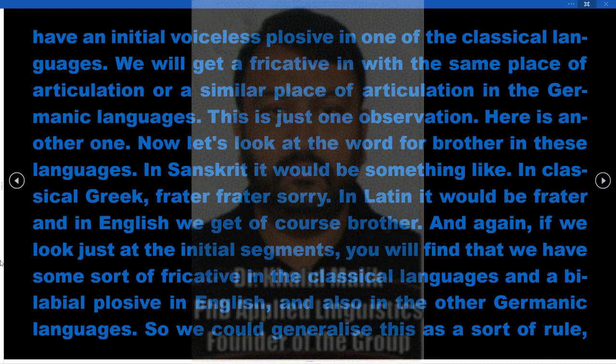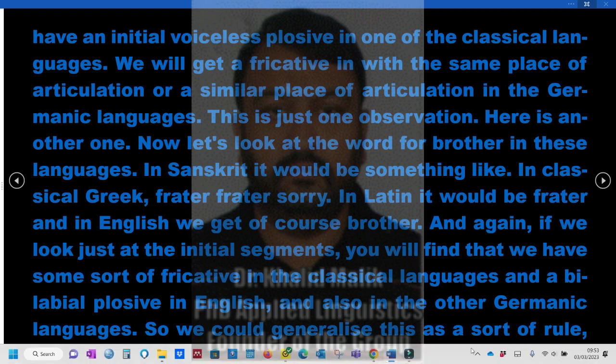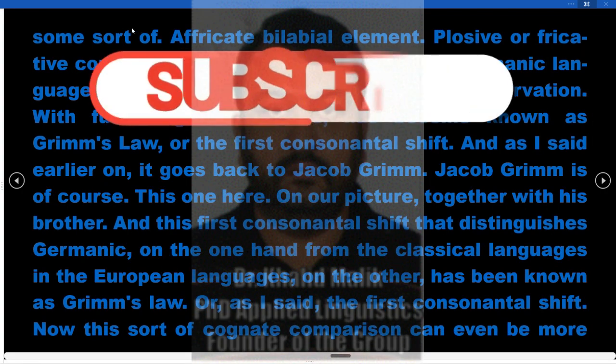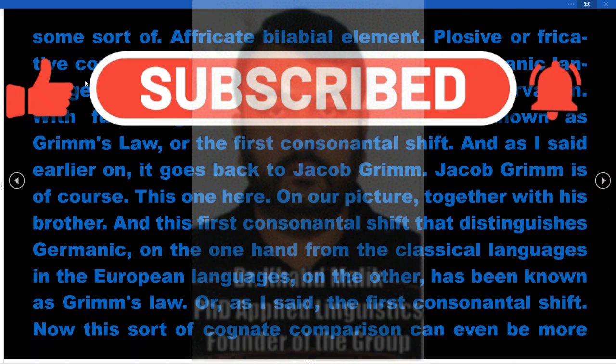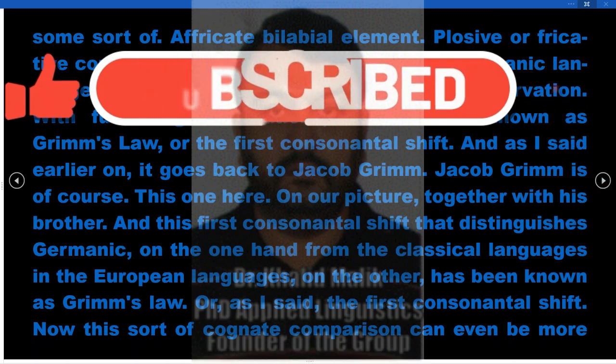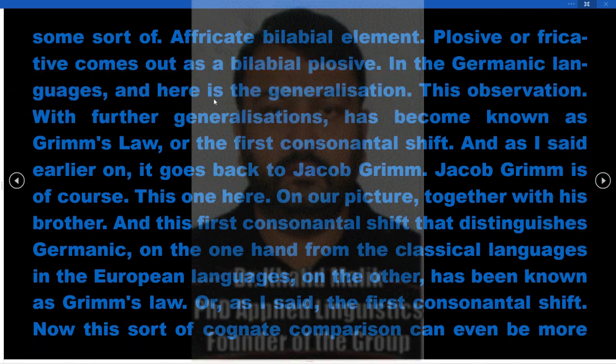And again, if we look just at the initial segments, you will find that we have some sort of fricative in the classical languages and a bilabial plosive in English, and also in the other Germanic languages. So we could generalize this as a sort of rule: a bilabial plosive or fricative comes out as a bilabial plosive in the Germanic languages, and here is the generalization.